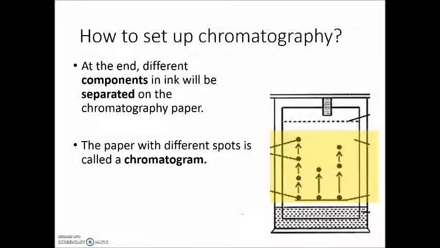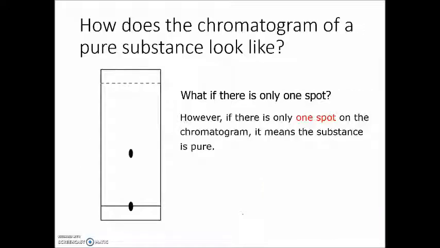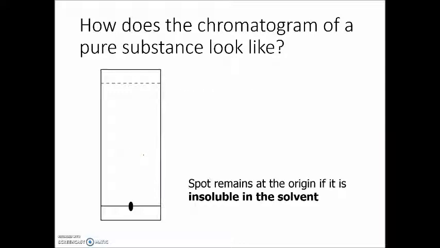Now, after we have set up the chromatography and after all the spots have moved, the paper you end up with is called a chromatogram. So back to why we use chromatography. We need to know whether a substance is pure. If the spot actually moves and it only has one spot like here, we know that the substance is pure. Like I was saying, if there's no spot at all and there's only a spot at the origin, it means that the substance is insoluble in a solvent and you should choose a different solvent.